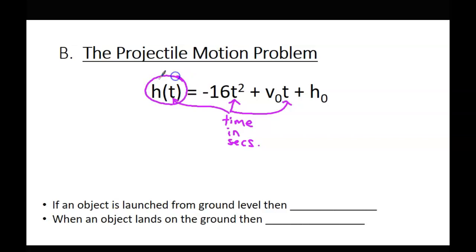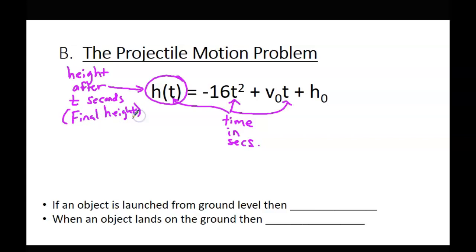Now this whole thing, not just the T, but H of T, that's your output variable. It's like your Y, okay? But what it represents is your height after T seconds. A lot of times you could just think of it as your final height. So this is an equation where if you plug in a T value, like say 2 seconds, that equation will tell you how high the ball or whatever it is you threw is at that point. So if you throw the ball, you think, how high would that ball be after 1 second? You plug in 1 for T, calculate the outcome, and you'll know the height of the ball at 1 second. That's what this thing does.